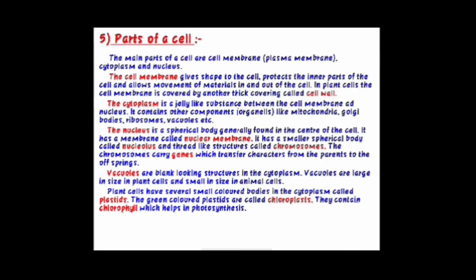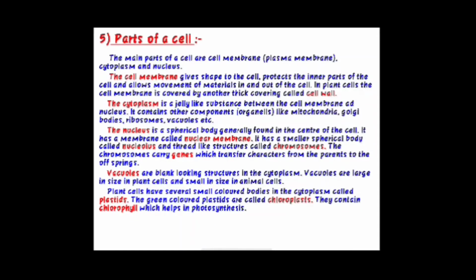Then the nucleus. It is a spherical body generally found in the center of the cell. It has a membrane called the nuclear membrane. It has a smaller spherical body called nucleolus and thread-like structures called chromosomes, that is the DNA. The chromosomes carry genes which transfer characters from the parents to the offspring.